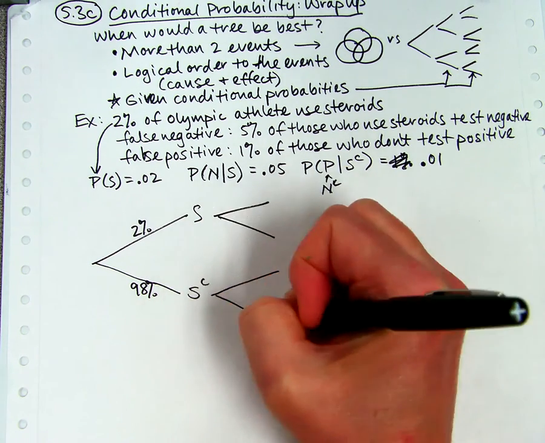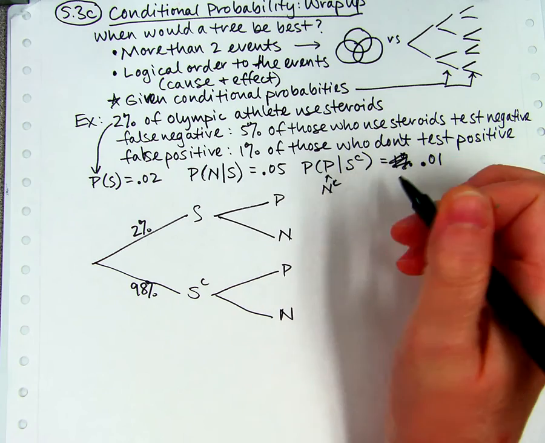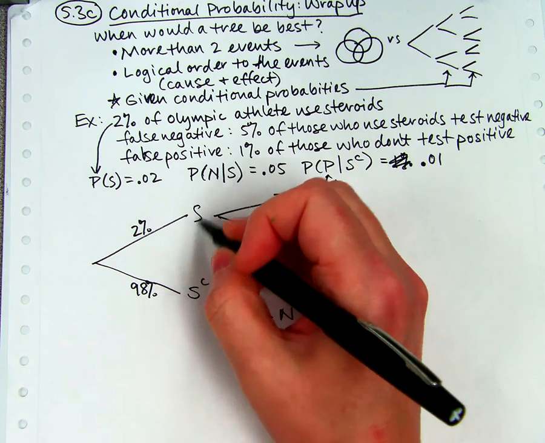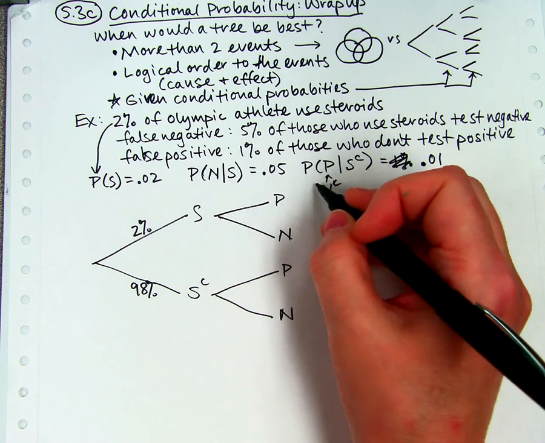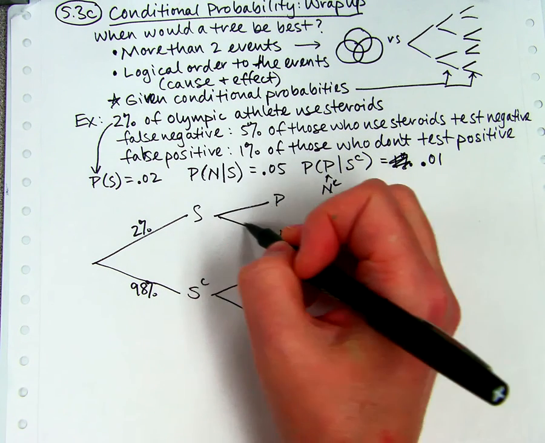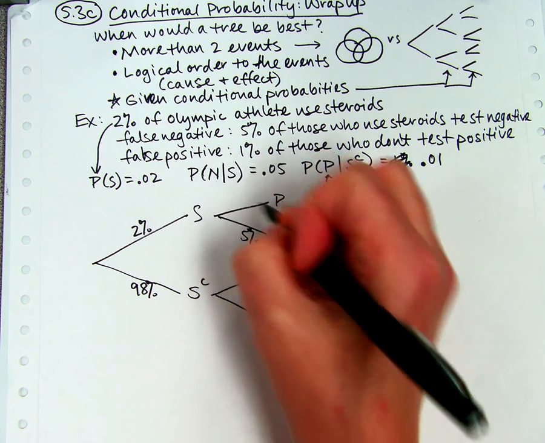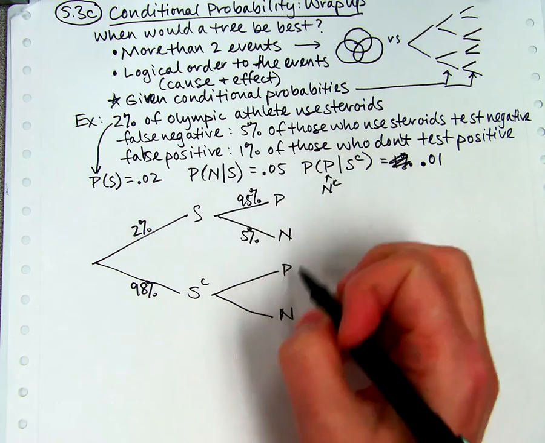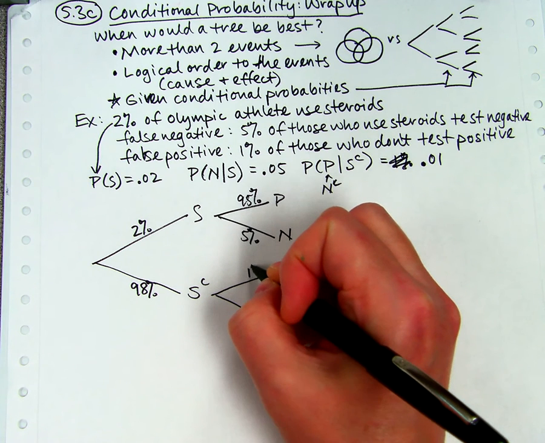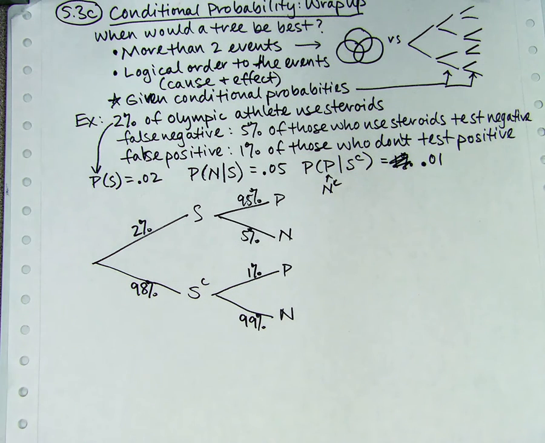After they take the steroids or not, they test positive or they test negative. Positive, negative. And again, you could use the NC thing if you want to. If you find yourself forgetting what these are, write them out. Write out the word steroids. Write out the word positive if you need it. So let's talk about where these go. The N given S, that's this branch right here. They took steroids, but they tested negative. That's the 5%. And this would be 95%. And then if they test positive, but they didn't take steroids, that's this branch, which is the 1%. And this branch is 99% of those who didn't take steroids test negative, which is correct.